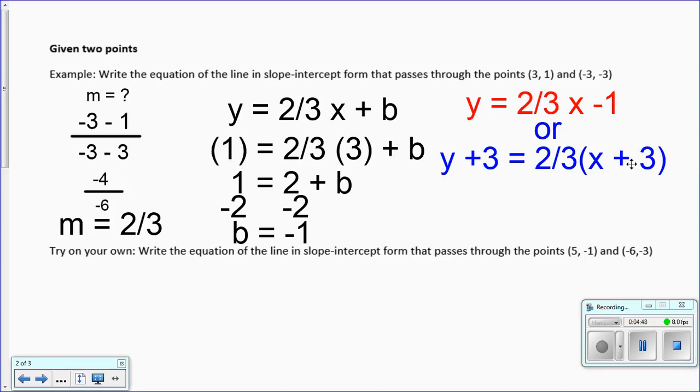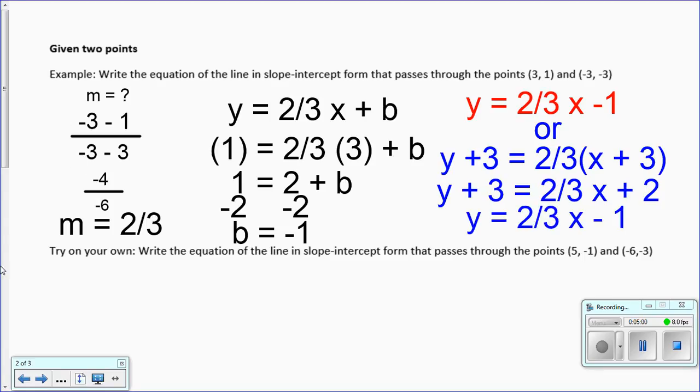But I need slope intercept. So I'm going to multiply out this 2/3, giving me y plus 3 equals 2/3 x plus 2, because 2/3 times 3 gives you 2. And then I'm going to subtract 3 from both sides, giving me y equals 2/3 x minus 1. It's the same answer.